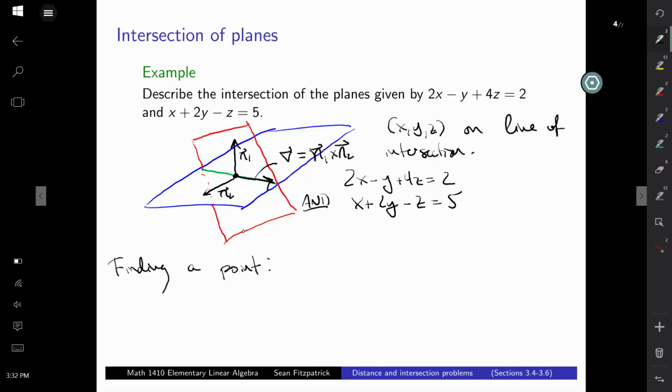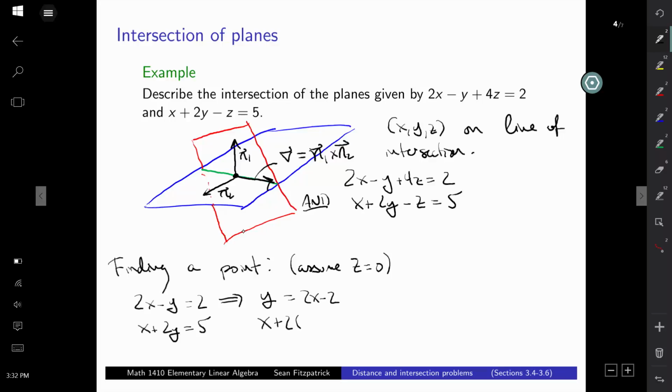Well, let's say we find a point where z is equal to 0. Can we find a point where z equals 0 that's common to both planes? Then I would have 2x minus y equals 2, and x plus 2y equals 5. So y is equal to 2x minus 2, and then x plus 2 times (2x minus 2) is equal to 5. So 5x minus 4 is equal to 5, x is equal to 9 over 4. Y then would be 2 times 9 over 4, which is 9 over 2, minus 2, which gives me 5 over 2.